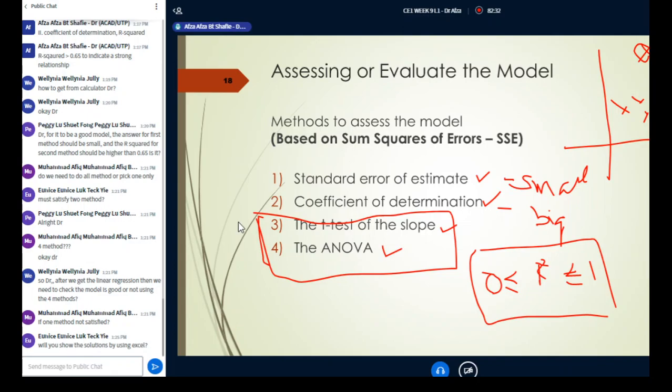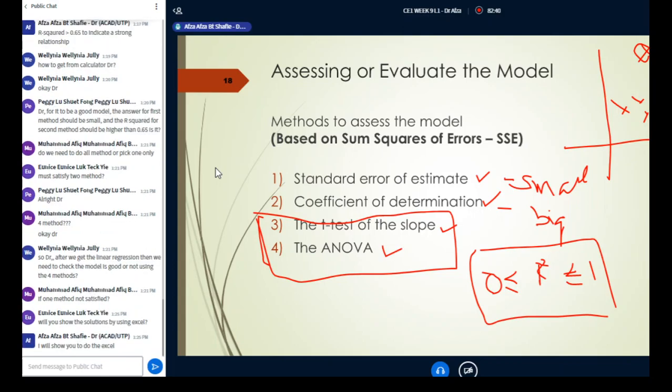Show you how to do the Excel, because I always feel that if you have the tool, just use it. It's just like you have the calculator. My understanding is very simple, in the sense that you just need to know how the values are calculated. But at the end of the day, if you have a tool that can help you to achieve those values, then you just use it.